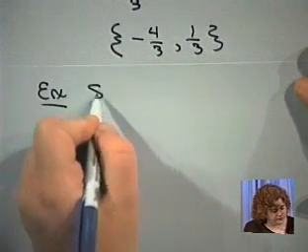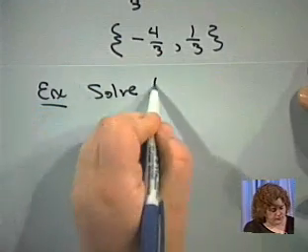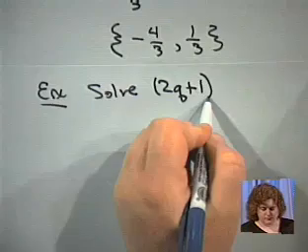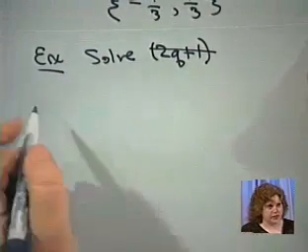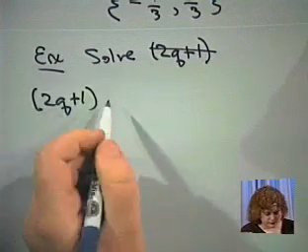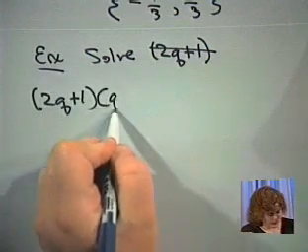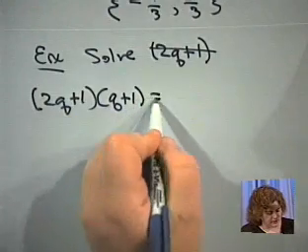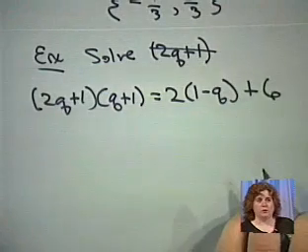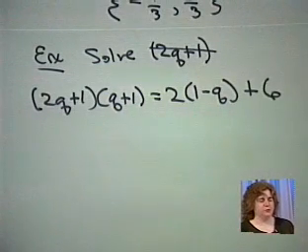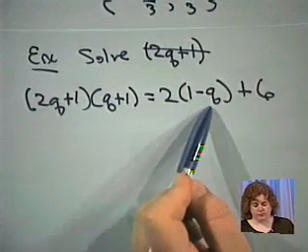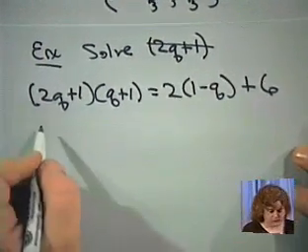Let's solve 2q plus 1. Oh, let me just anticipate and write that on the next line. We're going to solve 2q plus 1 times q plus 1 equals 2 times 1 minus q plus 6. I won't write the recipe on the side because I'm going to need a little more room here. I'm going to multiply this out. Got to do some FOIL over here, distributive property, and then start moving things around.